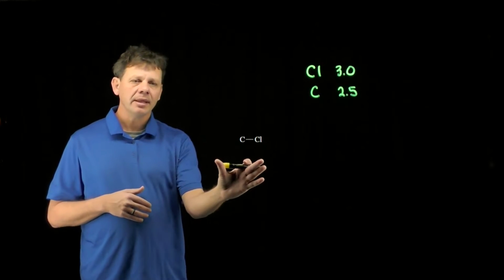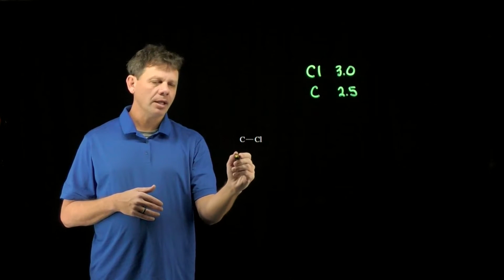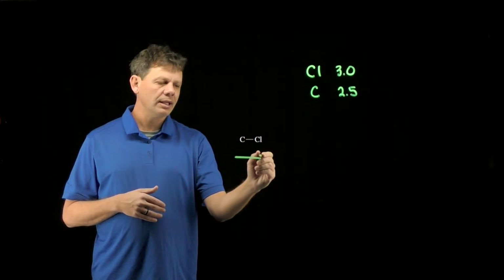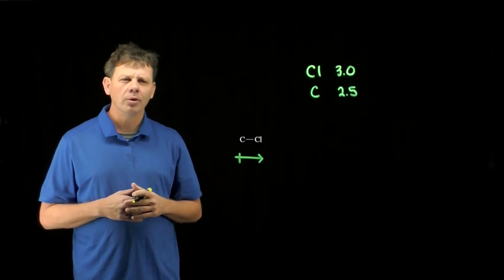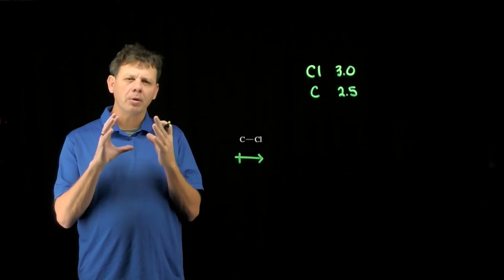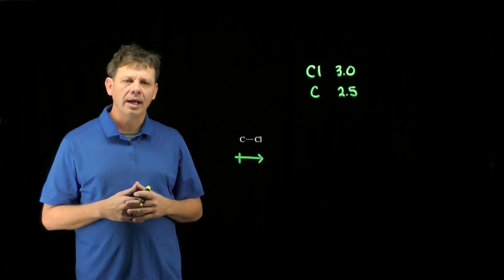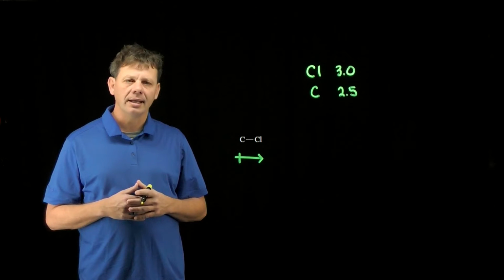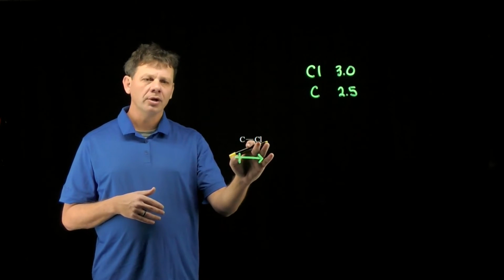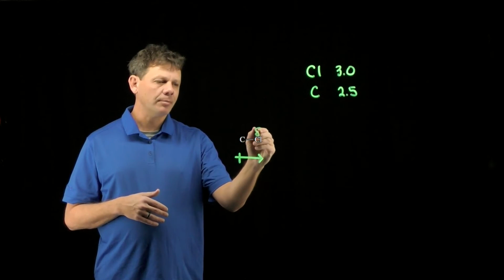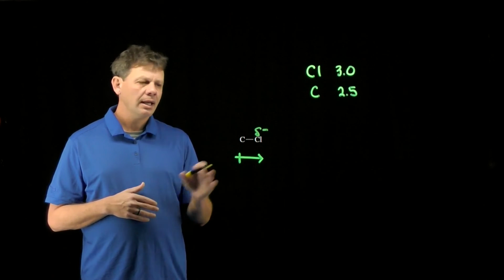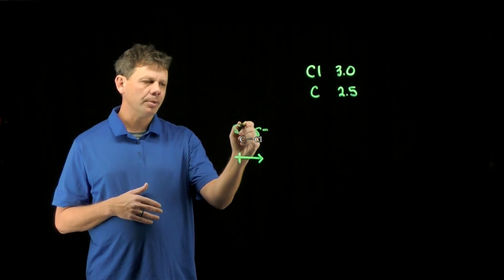What this means then is that for the carbon-chlorine bond, we're going to have a dipole moment in the direction of chlorine. The polar covalent bond is going to have more electron density around the more electronegative chlorine atom. And so as a result, chlorine is going to have a partial negative charge, and carbon will have a partial positive charge.